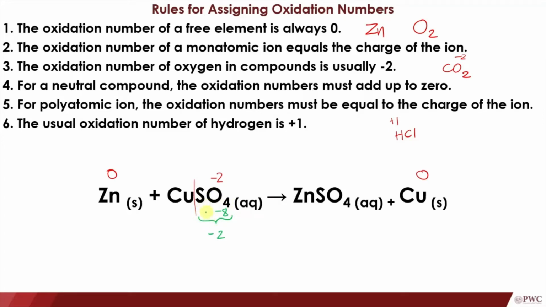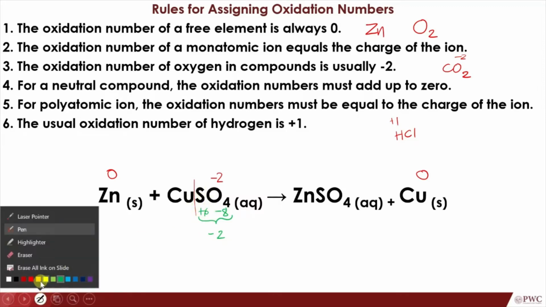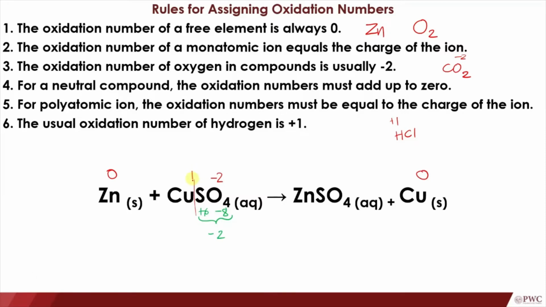Of course, that should be +6 because +6 plus -8 is equal to -2. So here the charge, or the oxidation number, would be +6. That's the oxidation number of sulfur on this sulfate. So this sulfate is bonded to the copper.